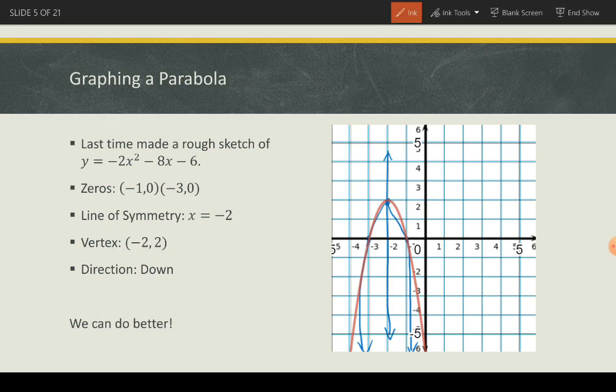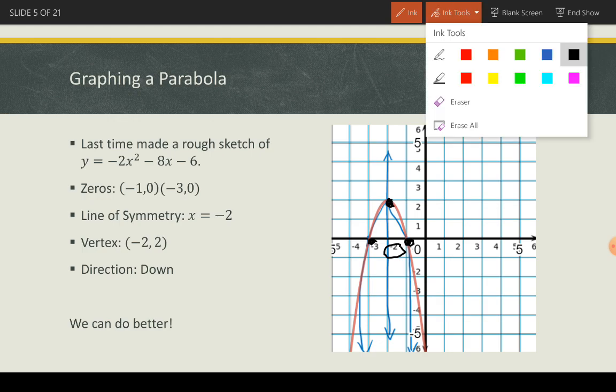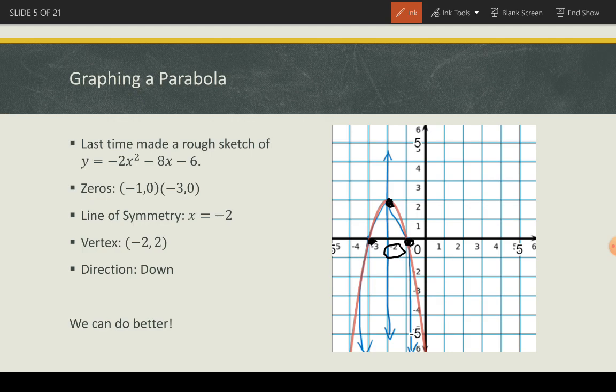Okay, so we were here and here with our zeros. And then our line of symmetry was at x equals -2, so that's where our graph split in half. And then our vertex was (-2, 2), right up here at this maximum point. And then the direction of our parabola was down, okay? And we created this blue graph here that I'm going to draw an arrow to.